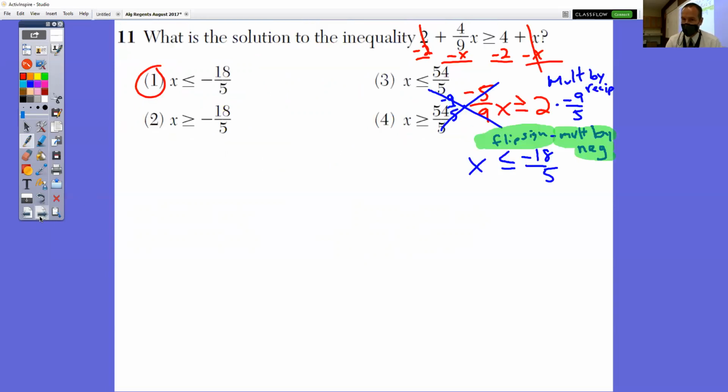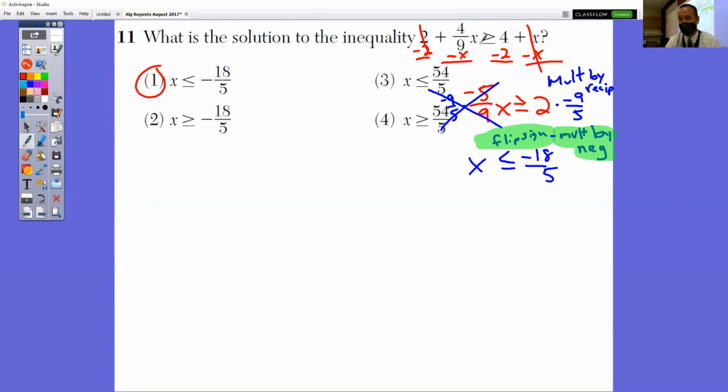What is the solution to the inequality? Well, you just have to solve for X. Now, you have to remember when you're dealing with inequalities like less than, greater than, less than or equal to, greater than or equal to, if you multiply or divide by a negative number, you have to flip the sign. That happens in this question.